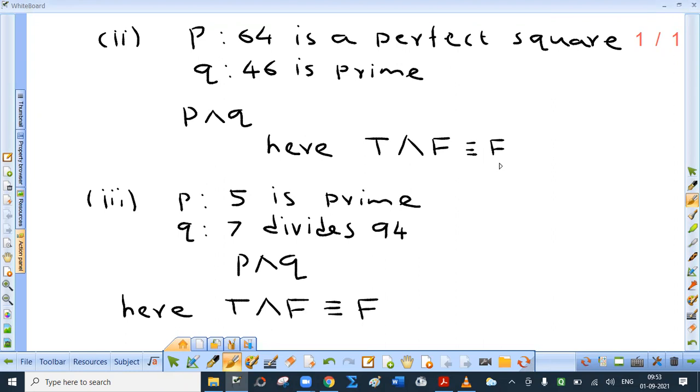that is false. Third one, 5 is prime. Yes, it is. Second, 7 divides 94. No. So P is true, Q is false. And what is given? 5, and is used. So conjunction. Now true and false is false. So the truth value of the statement is F.